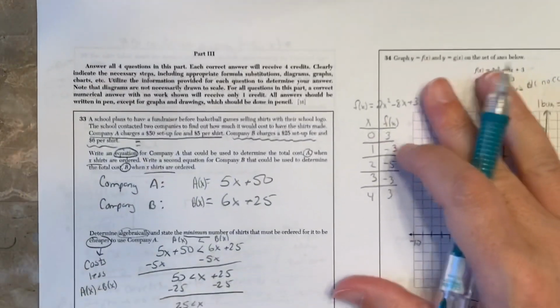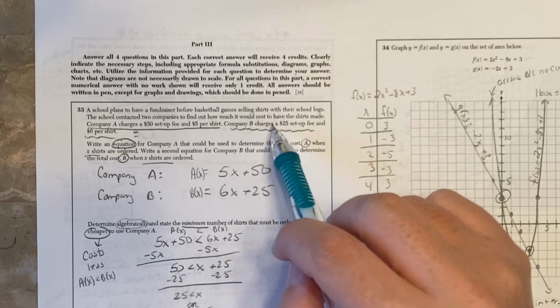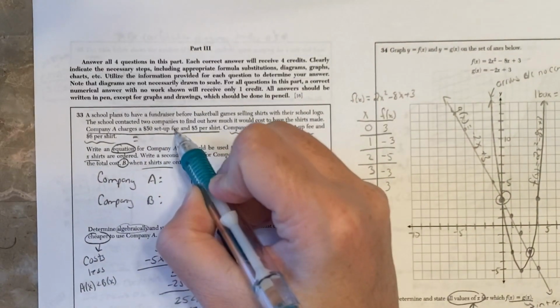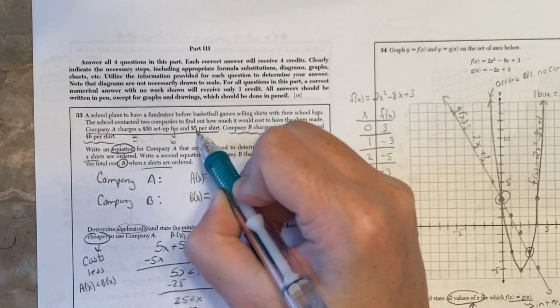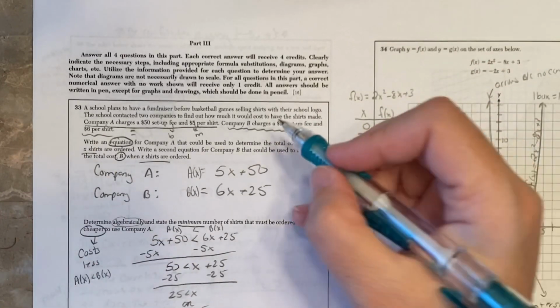33. So now we're going to go to part 3. A school plans to have a fundraiser before a basketball game selling shirts with their school logo. The school contacted 2 companies to find out how much it would cost to get the shirts made. Company A charges $50 for the fee. Remember, fee is always going to be your y-intercept. And whatever per shirt, that's going to be your slope.